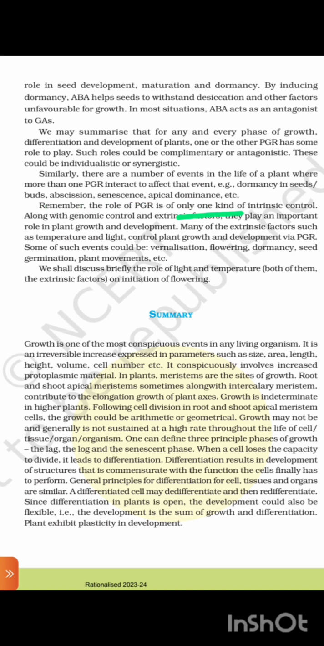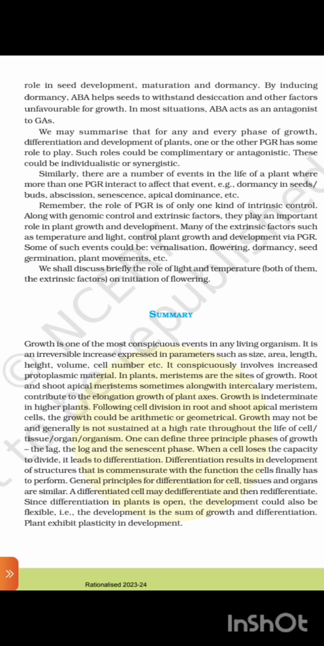Remember, the role of PGR is of only one kind of intrinsic control. Along with the genomic control and extrinsic factors, they play an important role in plant growth and development. Many of the extrinsic factors such as temperature and light control plant growth and development via PGR. Some of such events could be vernalization, flowering, dormancy, seed germination, plant movement, etc. We shall discuss briefly the role of light and temperature, both of them extrinsic factors, on initiation of flowering.